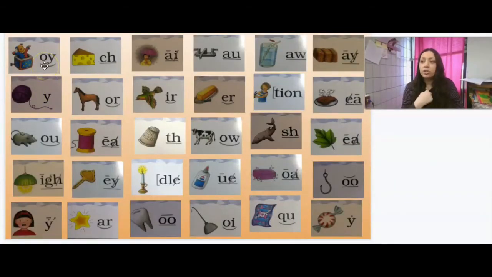All right, right here we have toy, oi, diphthong OI, cheese, ch, digraph CH, rain, A, digraph AI, faucet, ah, digraph AU, straw, ah, digraph AW, hay, A, digraph AY, yarn, y, horse, or, combination OR, bird, combination IR, butter, combination ER.